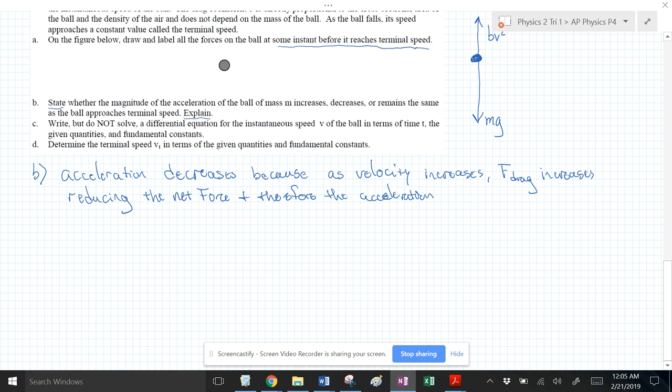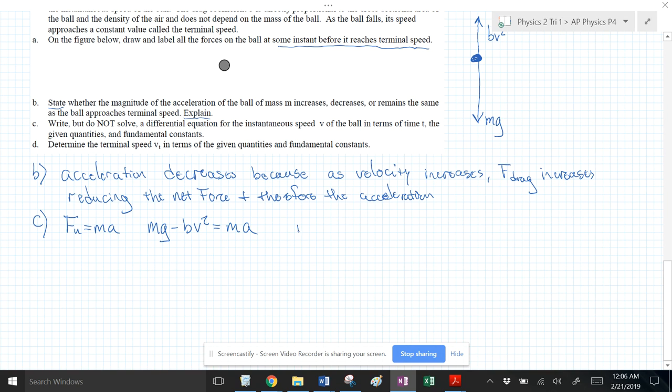All right, but do not solve a differential equation for the instantaneous speed of the ball in terms of time t, given quantities and fundamental constants. So this sounds really scary, right? Especially to the non-calc kids. But it doesn't end up being that scary. Okay, so recall that net force equals ma, and this is almost always how this sets up. That unbalanced force is going to be the difference between mg and bv squared. Okay, that's going to equal ma. I want to set this up for a. That's this whole bit about the differential equation.